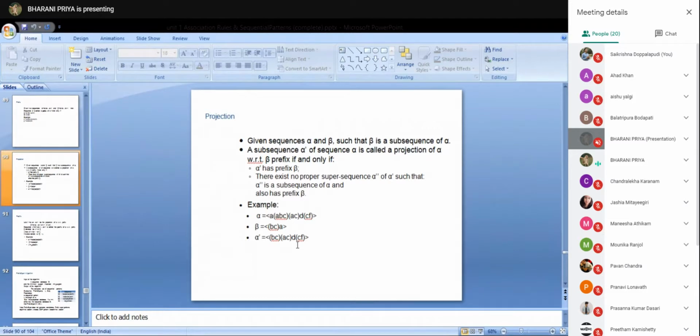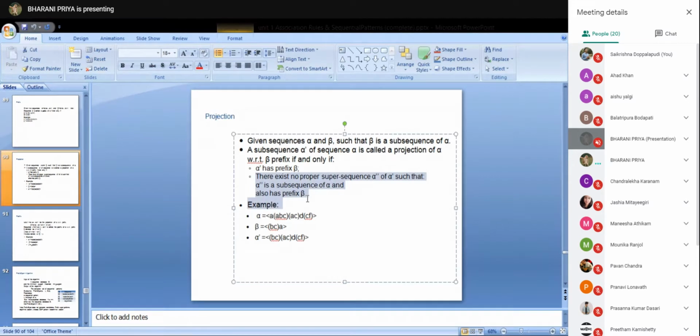And another point you have to remember: there should not be any supersequence of alpha dash such that the supersequence is a subsequence of alpha and has prefix beta. The second point should also be taken into consideration.